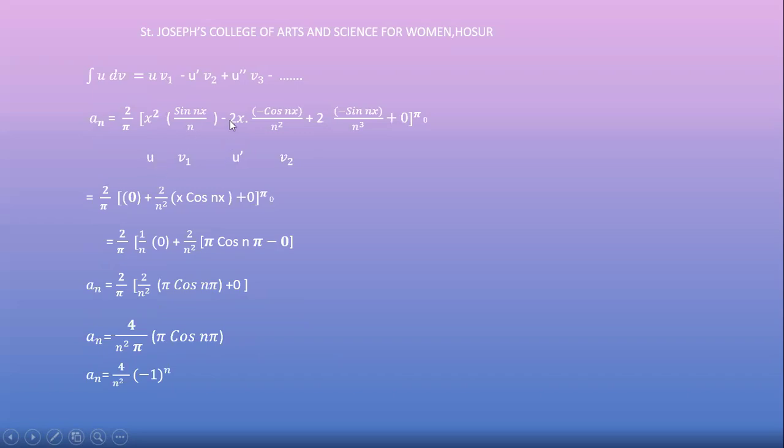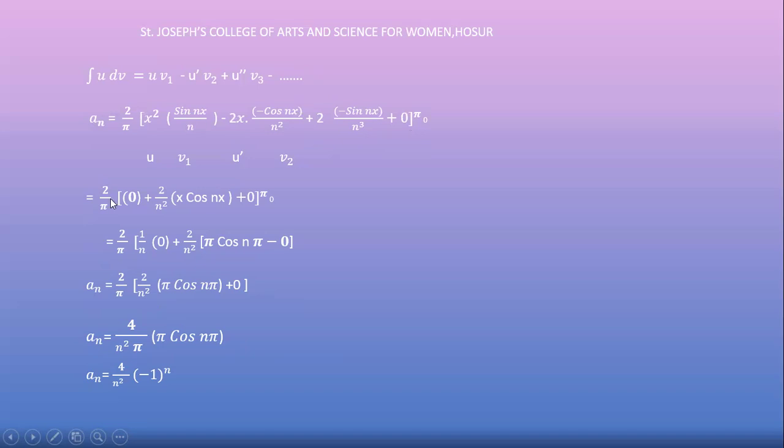So u dash means differentiation of this, which is minus 2x. V2 means integration of this term, which we have already found as minus 1 by n square cos nx. Next, plus u double dash v3. U double dash means differentiating again, we get 2. When I integrate, we get minus 1 by n cube into sin nx, since integration of cos nx is sin nx by n. Next, u triple dash, when I differentiate the constant, we get 0. So the other term becomes 0 here.